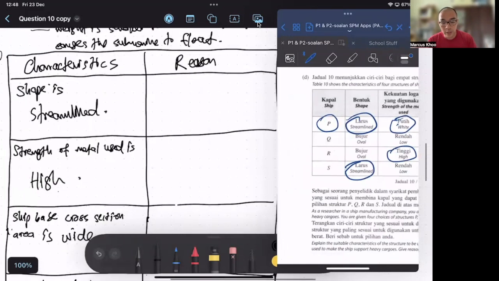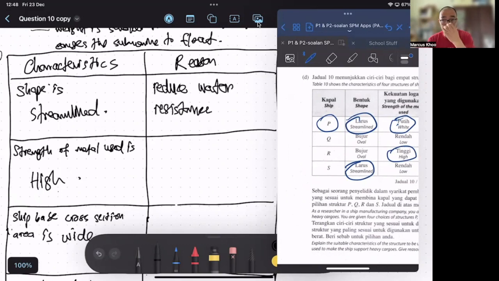So why do we want to have the streamlined shape? Is to reduce water resistance. Okay, as the ship travels, you don't want it to slow down because of the water resistance lah. So reduce water resistance. Strength of the metal used is high. Okay, you can say last longer. Avoid rusting. Doesn't break easily. All the standard answers lah.